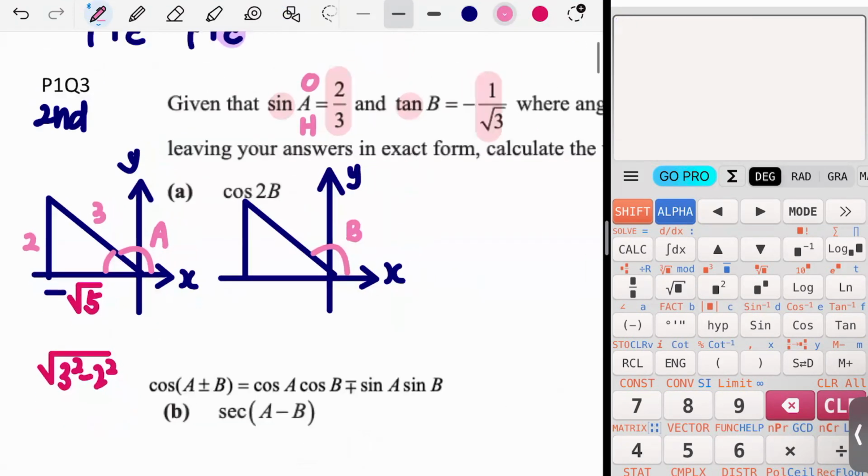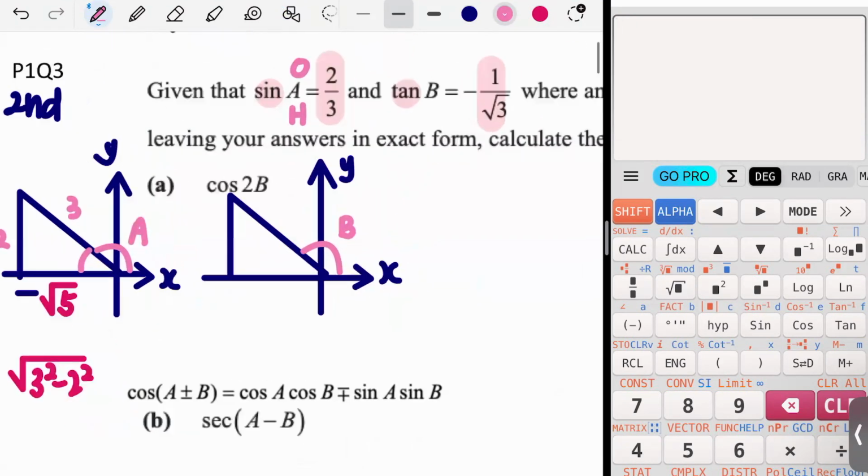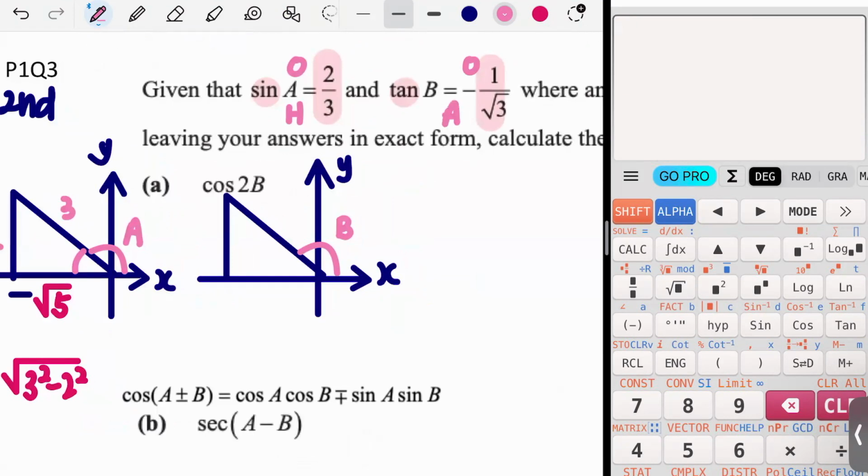So tangent B. Tangent is always what? Opposite over adjacent. Just put in the number. Opposite over adjacent, then put in your negative sign because it's on the left side. Do your Pythagoras theorem. Square root 3, that's 3 square, so 1 square. This one here is 2. For your hypotenuse, it will always be positive.